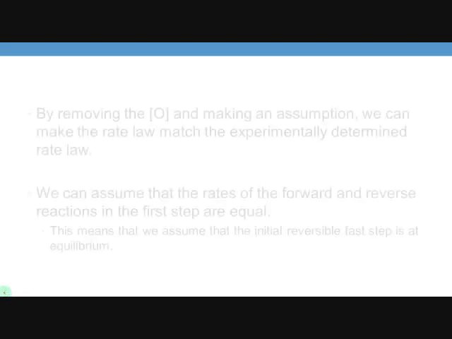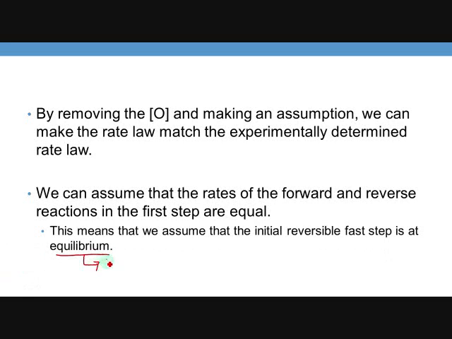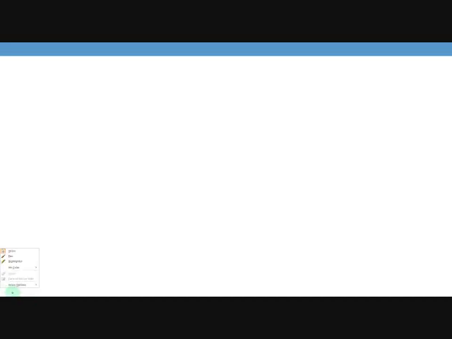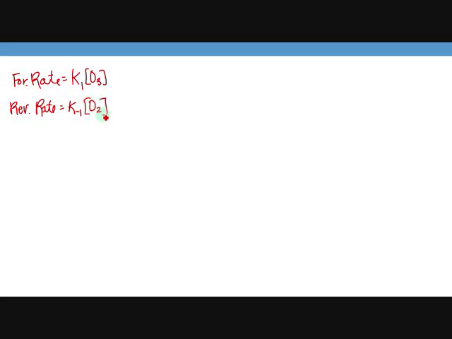Just a little hint for yourself: equilibrium means that the rate of the forward reaction will equal the rate of the reverse reaction. So let's derive that from the rates that we wrote before. For the forward reaction, the rate is equal to K1 times the concentration of O3. For the reverse reaction, the rate is equal to K negative 1 times O2 times O. The whole point is to get rid of the oxygen intermediate from this rate law.